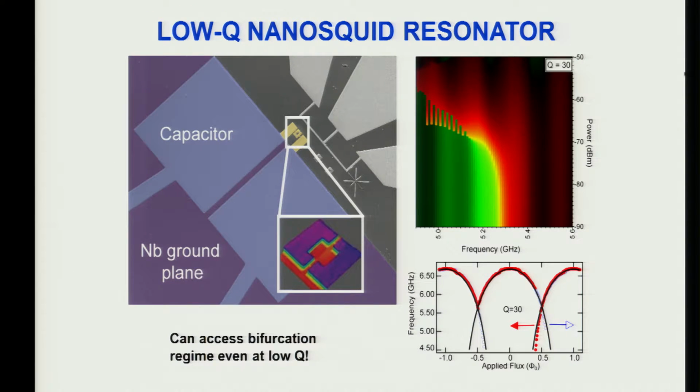Well, it seems to happen quite nicely. So this is now a nanosquid with Q of 30, so it's a low Q device. And indeed, we are able to see a very nice softening of this mode and bistable region. And we were able to make parametric amplifiers out of these little wire devices.